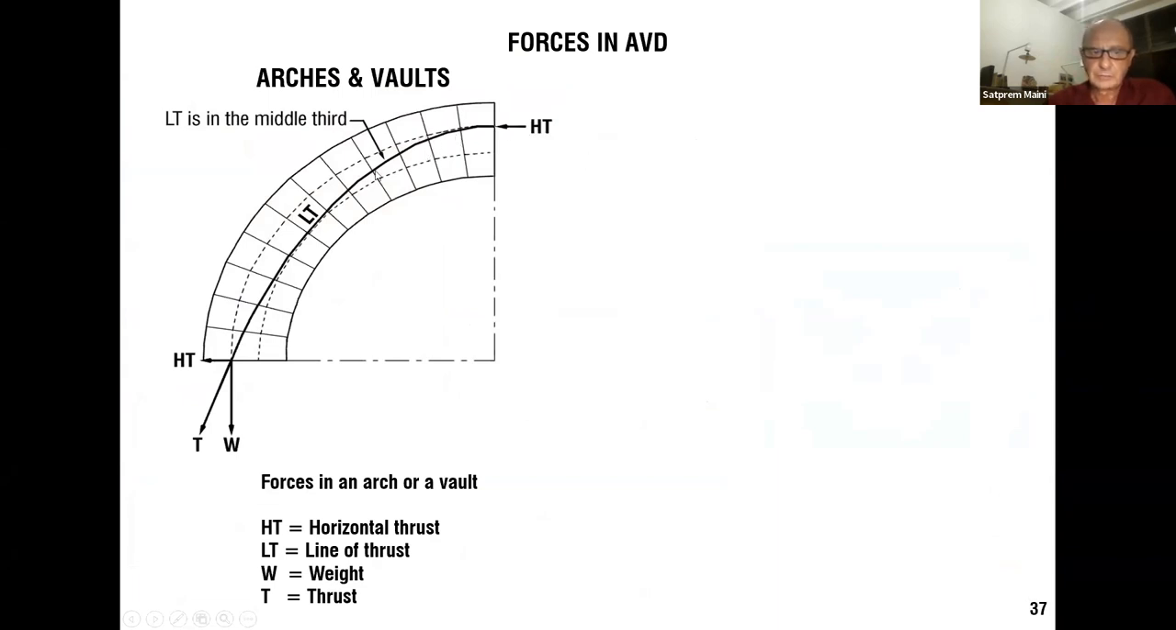And then you have LT, which is the line of thrust. We'll see after how it is done. And then you have the resultant. HT is the same force as here, the weight of the arch, and then the thrust, T. And this is for the first half of the arch.